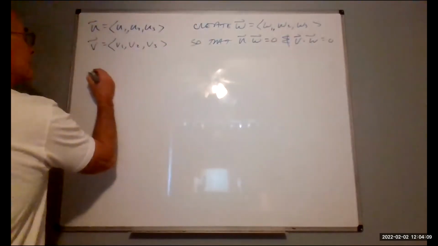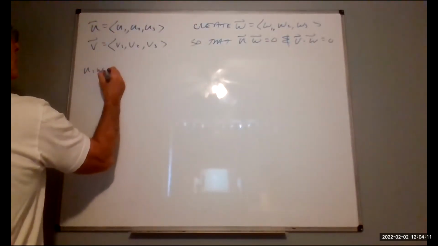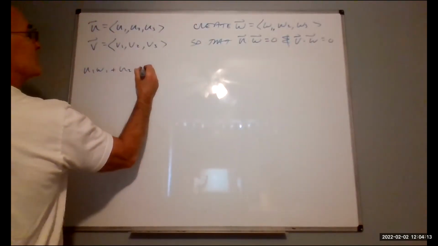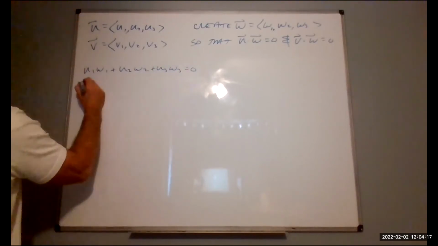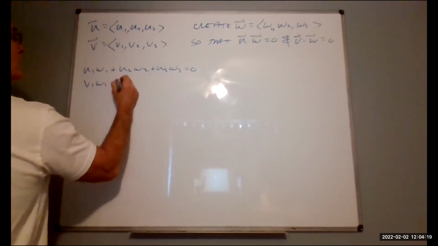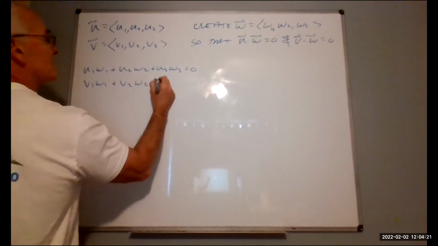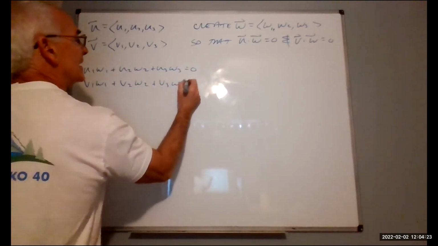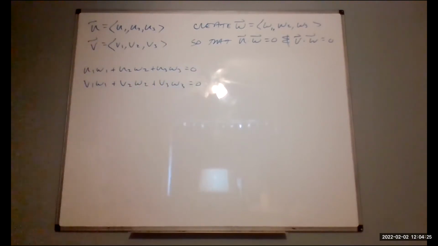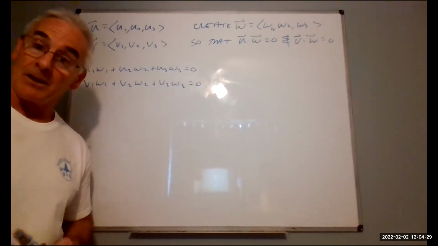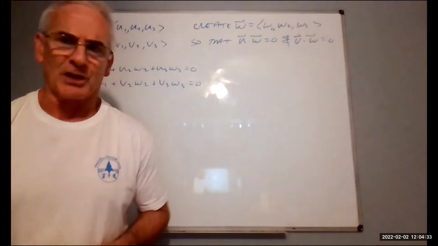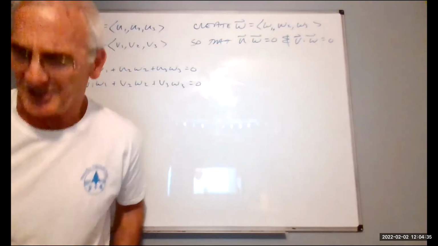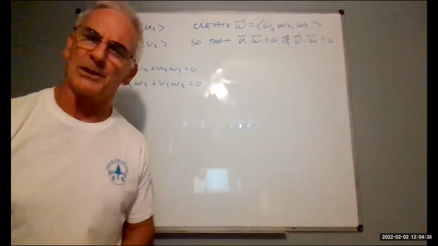There we go. So I've got U1 W1 plus U2 W2 plus U3 W3 equals 0. And V1 W1 plus V2 W2 plus V3 W3 equals 0. I have two equations and I want to solve for W1, W2, and W3. Well, if you're in linear algebra, you might say, well, I can use a matrix and I can do all this stuff. It's only two equations. A matrix is fine, but it's probably overkill.